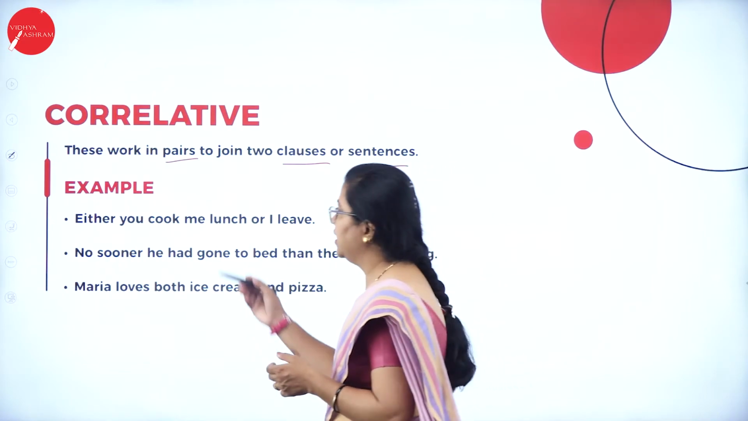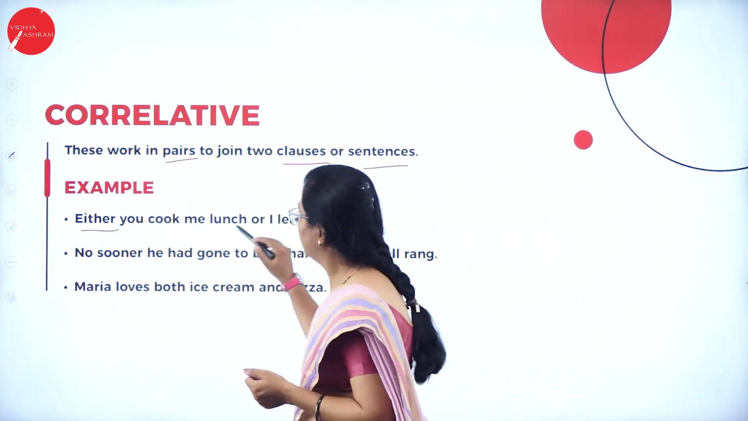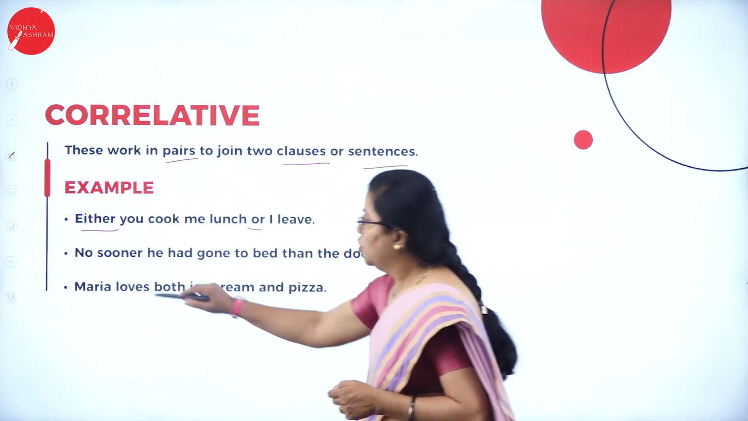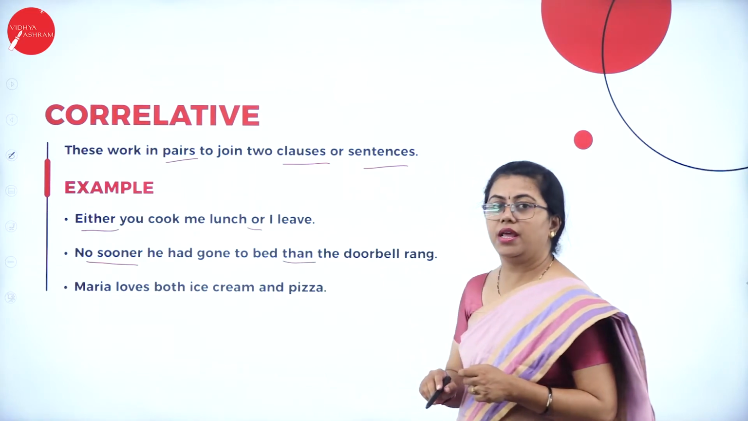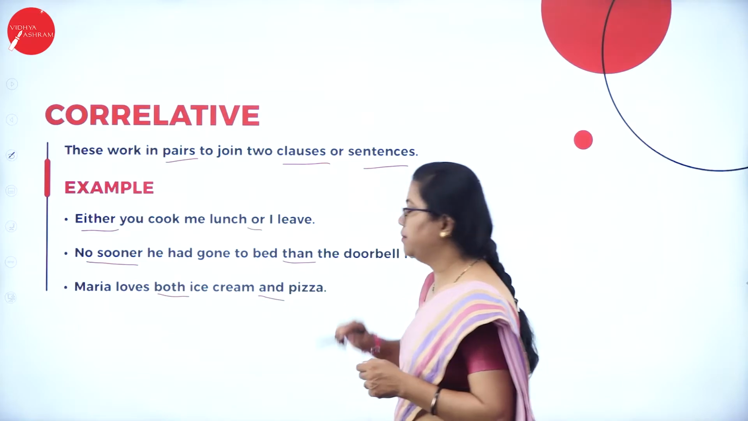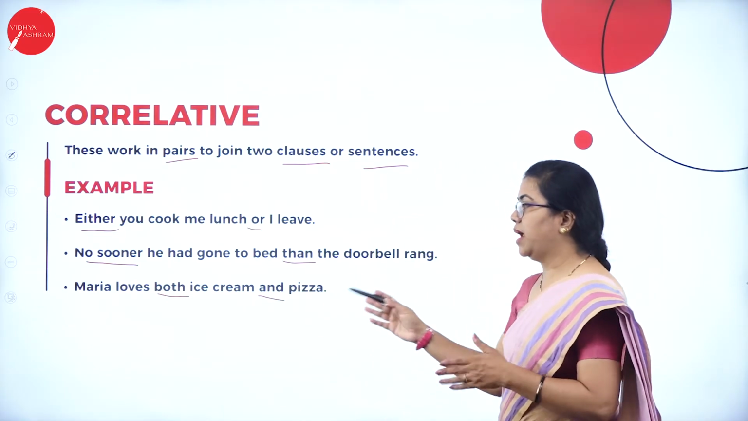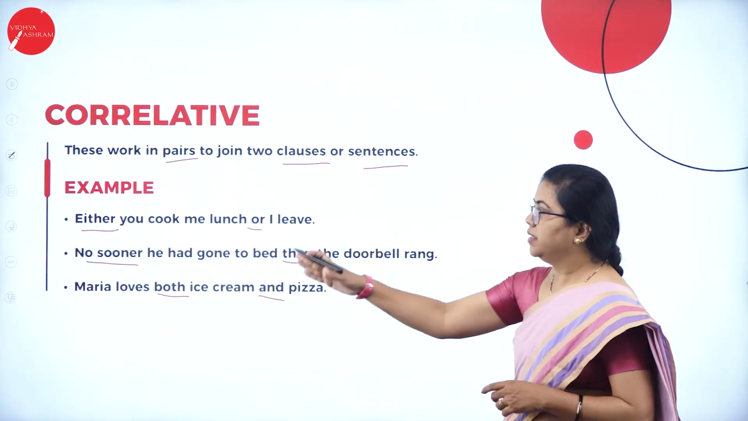So here you can see: either you cook me lunch or I leave. Either or. Fine. No sooner had he gone to bed than the doorbell rang. Maria loves both ice cream and pizza. So this ice cream and pizza are both combined by using this both and. No sooner than. Then either or.